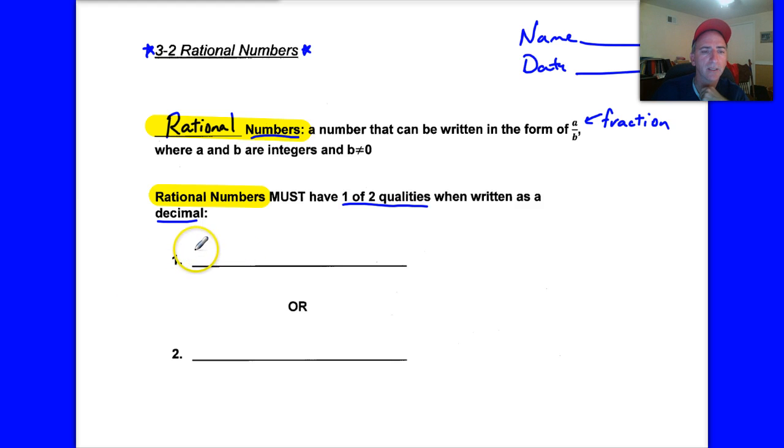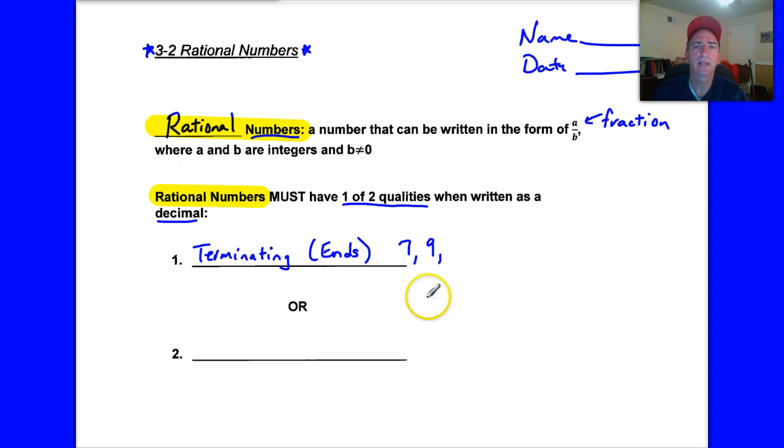The first one is that it's terminating. In other words, that means that the number ends. It has an ending point, such as a regular number like 7, or my favorite number 9. Those are numbers that terminate. They stop at the decimal point. It could be a negative number, like -3. These are all rational. If it ends, it's rational.